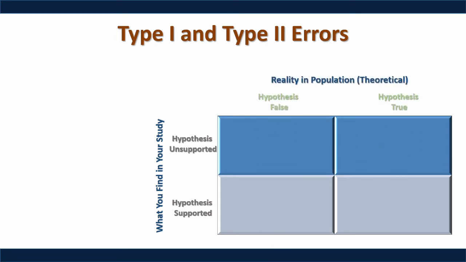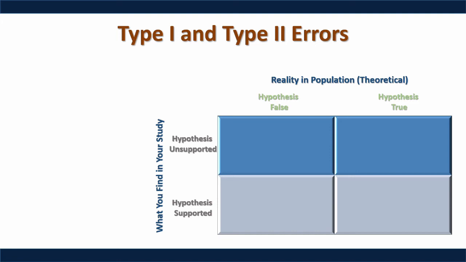I write theoretical here to help you understand that this is often just a theoretical idea, because we will never know if any hypothesis is true or false in reality. We just don't have access to the population like this. There are four things that can happen with the interaction between your study and reality.